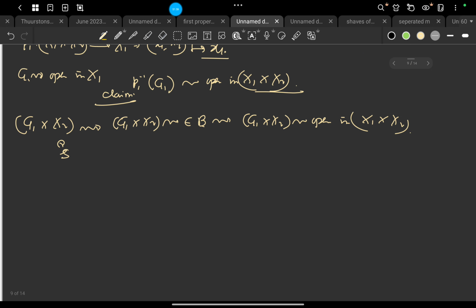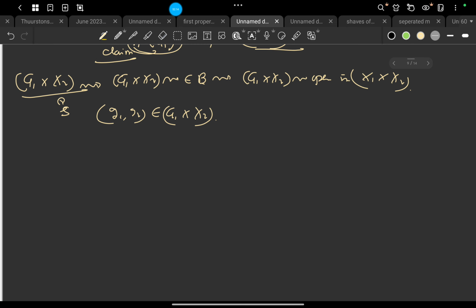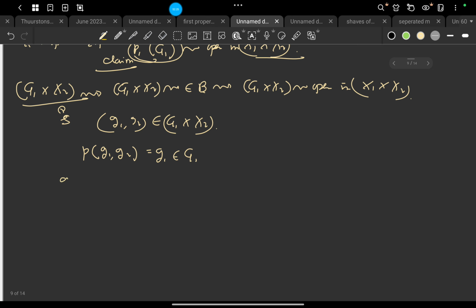Now I will show that P1 inverse of G1 is the same as G1 cross X2. Let us consider (g1, g2) belonging to G1 cross X2. P1 of (g1, g2) is nothing but g1, which belongs to G1. So (g1, g2) belongs to P1 inverse of G1. That means G1 cross X2 is a subset of P1 inverse of G1.